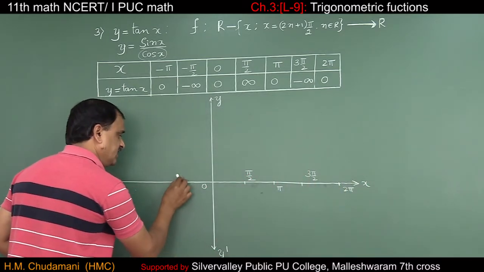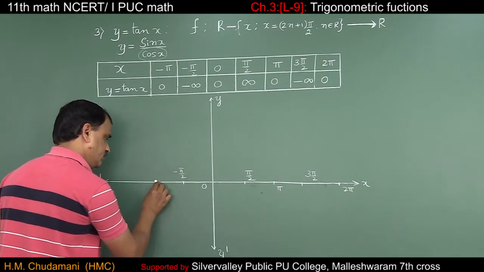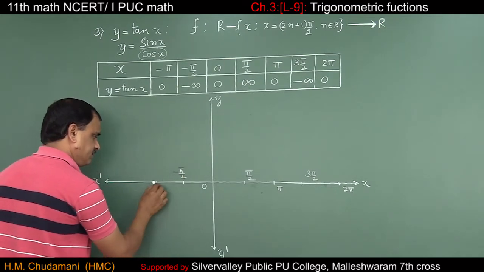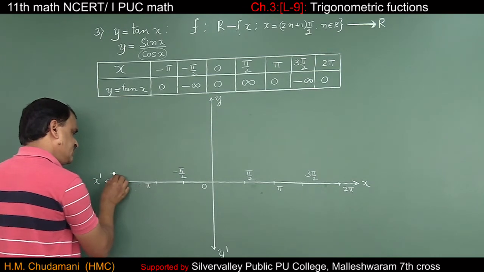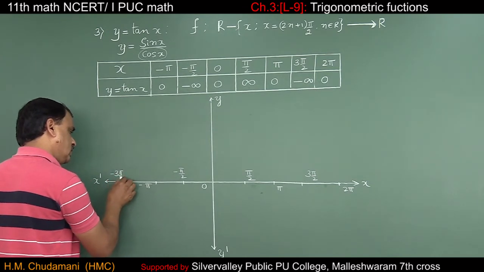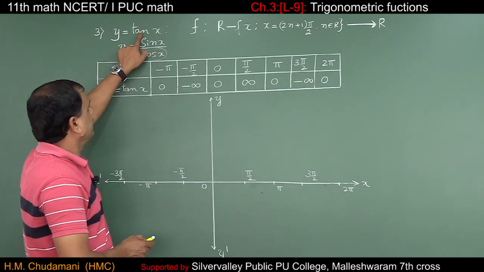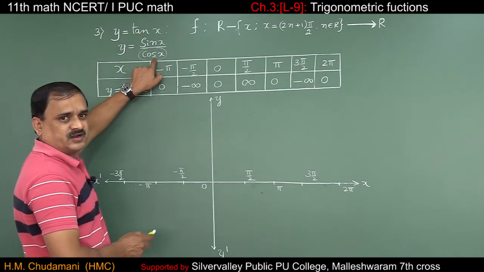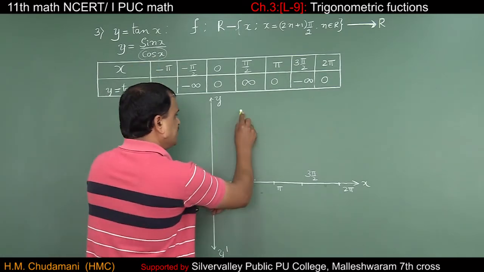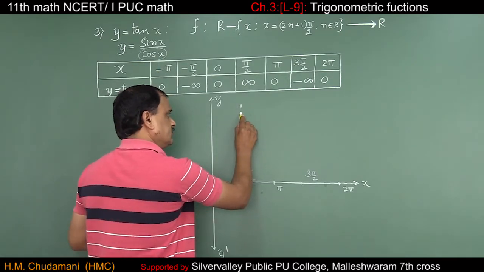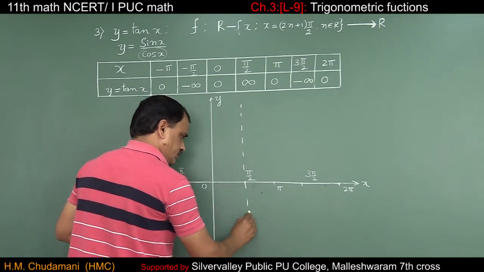Here minus pi by 2, minus pi, minus 3 pi by 2 and so on. So for tan x, if the denominator cos x is 0, the function is not defined. Cos pi by 2 is 0, so tan is not defined there. So let us mark it by a dotted line.